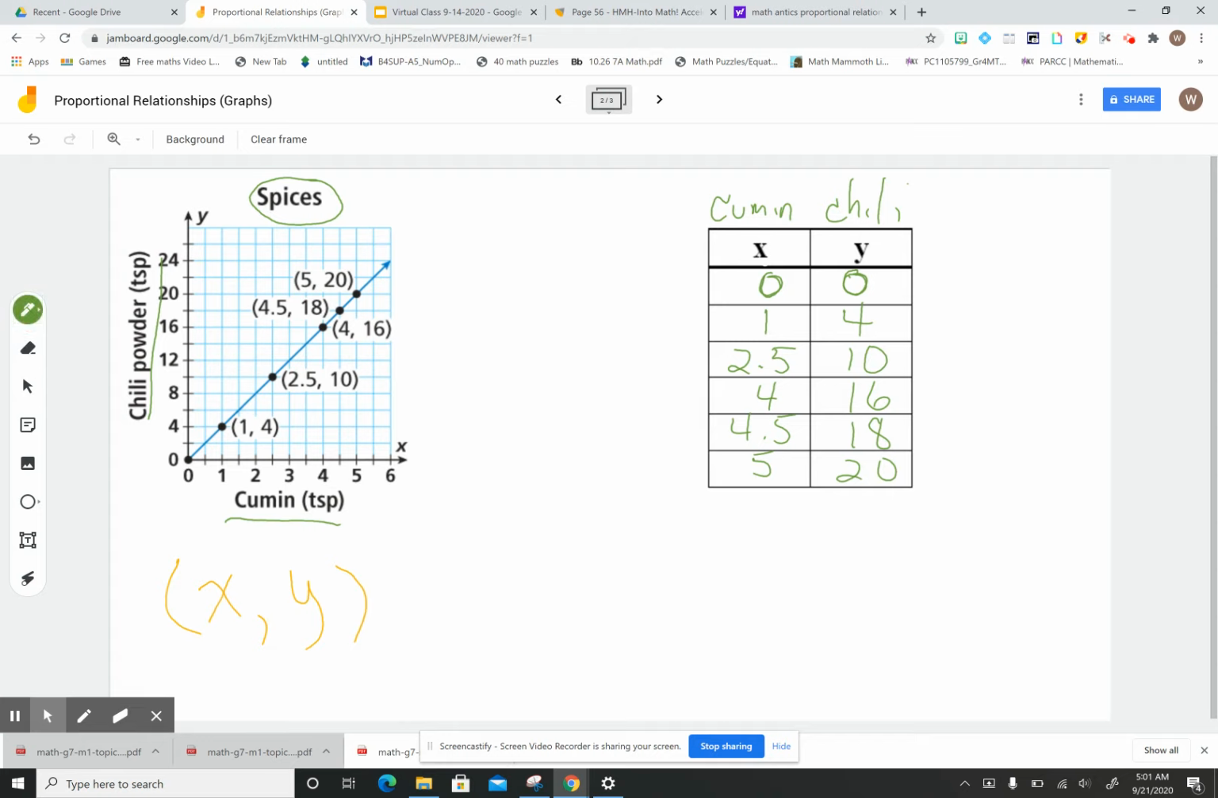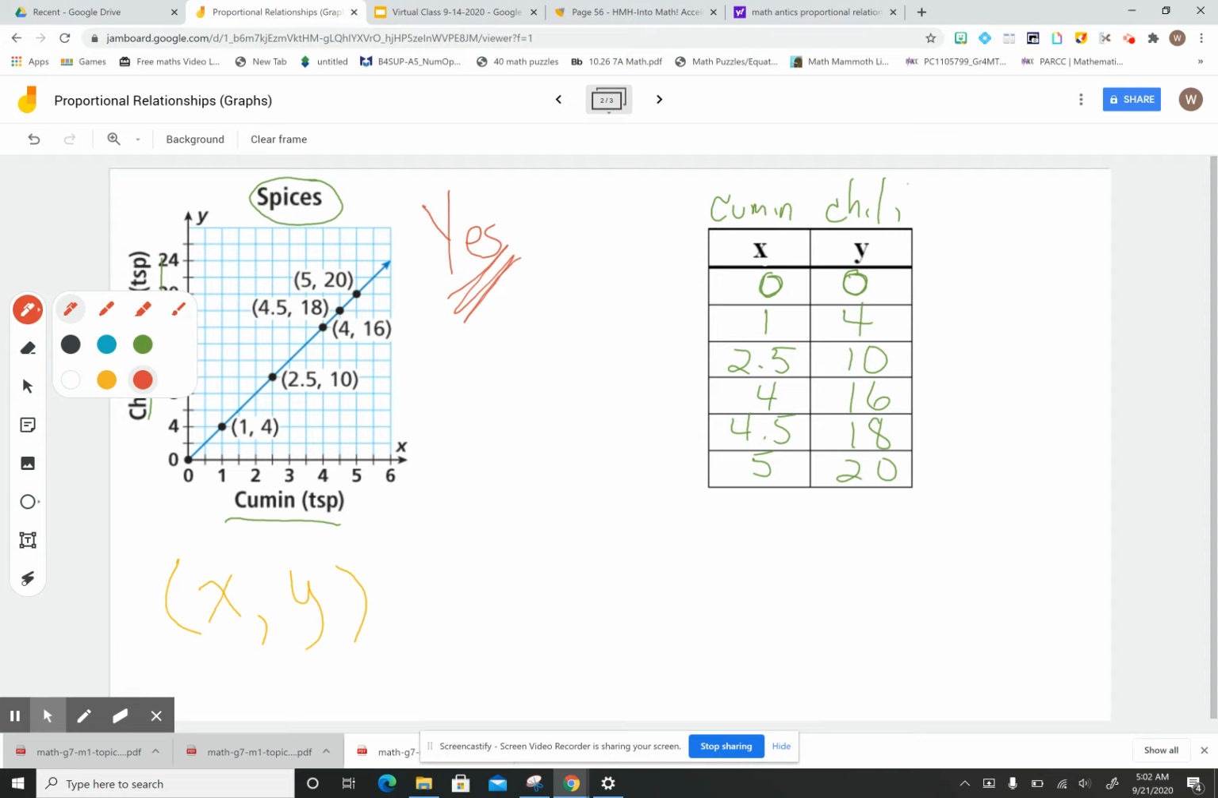Does this graph represent a proportional relationship? And the answer would be yes. It forms a straight line. It passes through the origin. Now, all we did was take the coordinates from the graph and create a table. So now what we want to do is determine two things.